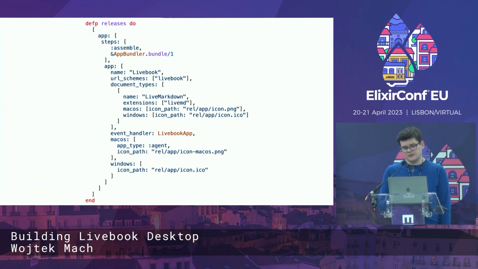And then we had this declarative configuration for the app, saying that the app is Livebook. These are the custom URL schemes that we support. These are the custom document types that we support. And we had these per operating system overrides that you could use. Like, okay, use this icon for Mac, but use this other icon for Windows. And honestly, I'm pretty biased, but I thought it was kind of cool. You know, this declarative thing, but then under the hood, we solve all of the problems.